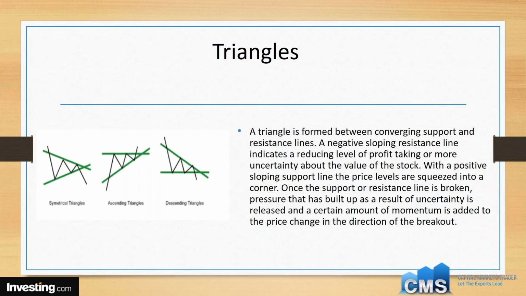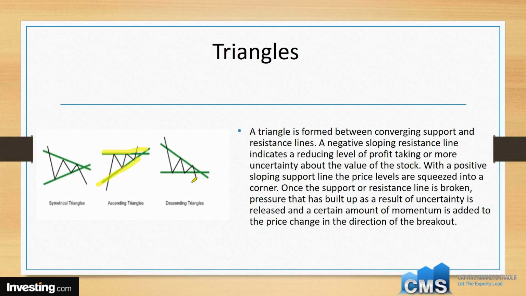Now, the most common is called a triangle. That's not complicated. Now we have symmetrical triangles, ascending triangles, and descending triangles. Also, that's not complicated. An ascending triangle, you can see the support line on an upward angle, and you see the resistance line on a horizontal angle.